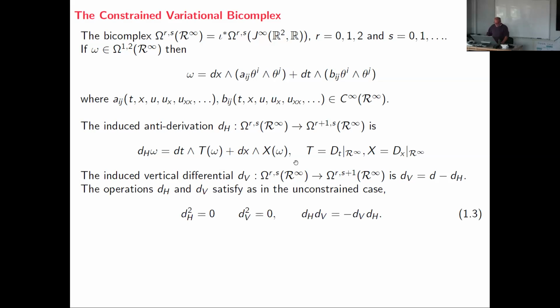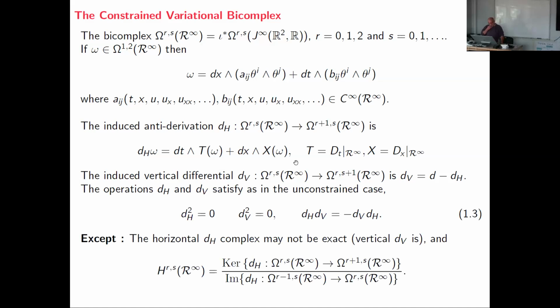And they also have, again, the exact same properties as in the unconstrained case. The one thing that's quite different is that in the free bicomplex, the DH complex, for the horizontal derivative, anything that's closed is exact. But here, there could be something in the horizontal kernel that's not in the image. So there could be a failure of exactness, and I'm pretty sure everybody's very familiar with why this is important. And then, of course, the vertical differential stays exact in this case.